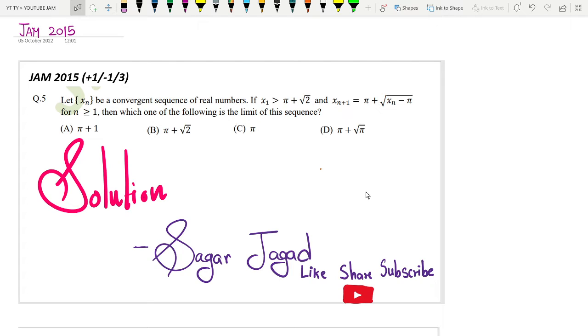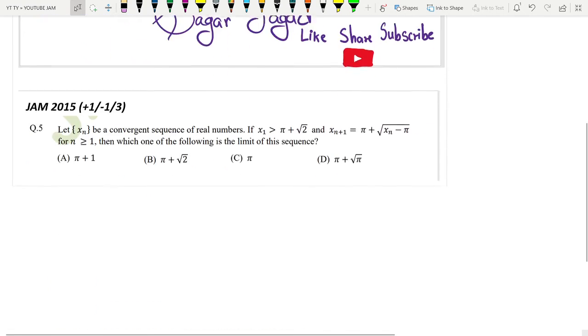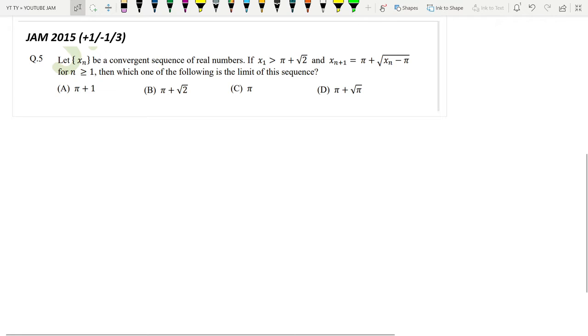But over here, the question is based on the sequence. We will be solving this question in detail over here. The question is, let xn be the convergent sequence of real numbers. So you definitely know my xn is convergent. So let it be converging to some point, say L. Wherever it is converging, let it be L. The other given information is my x1 is greater than pi plus root 2. Right? So this information is given to us. So we just highlight this, that we have to use this information somewhere.